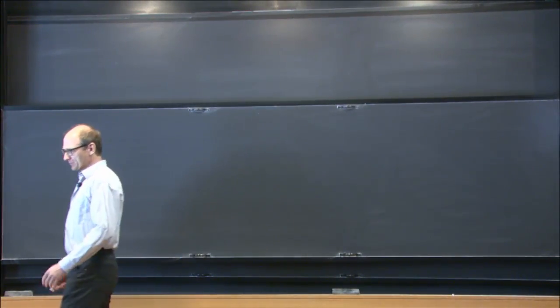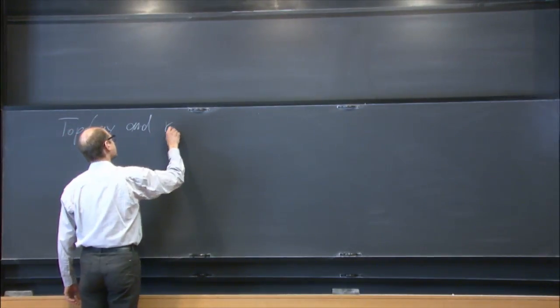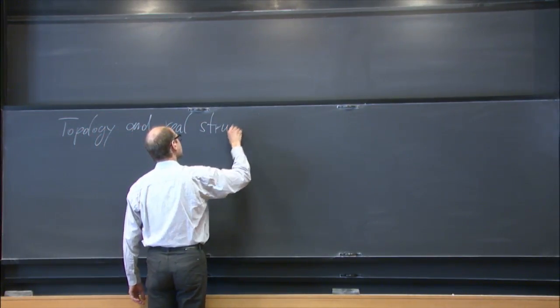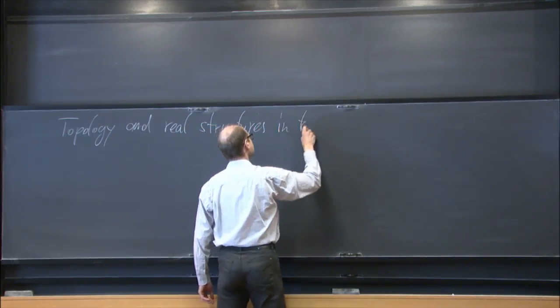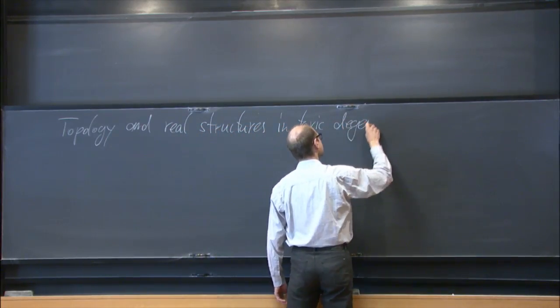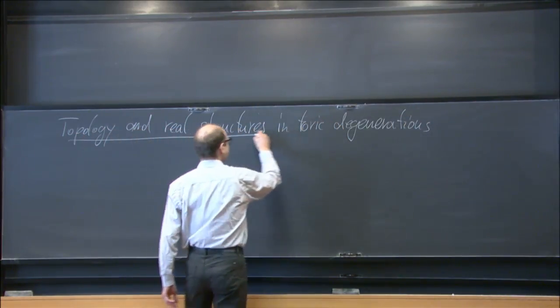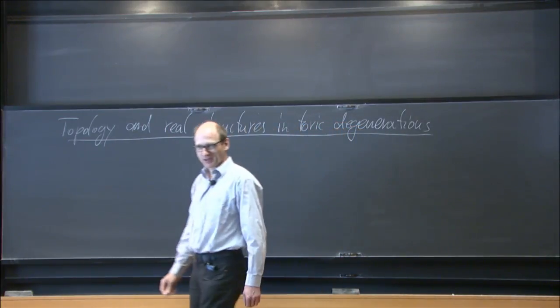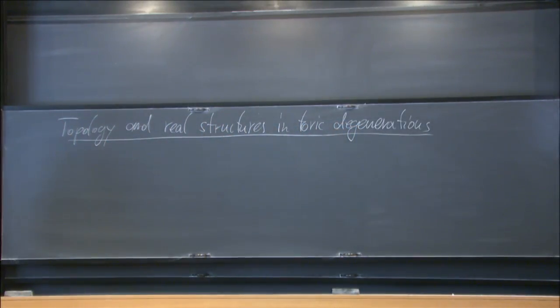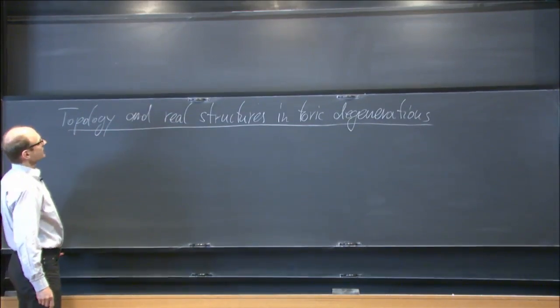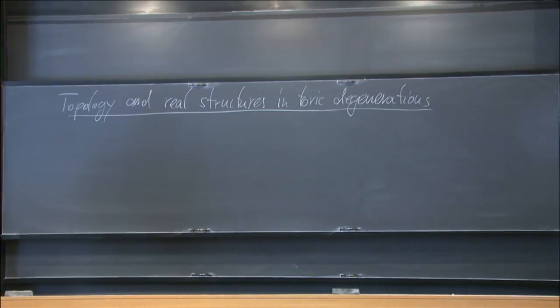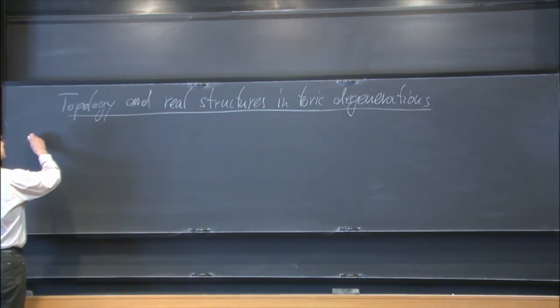So I want to change the topic slightly. It will not just be about real structures. I want to talk about the topology and real structures in toric degenerations. So embarrassingly, Mark and I have promised a topology paper for maybe 15 years or so. And it just is never coming out, but that's a bit of a replacement.